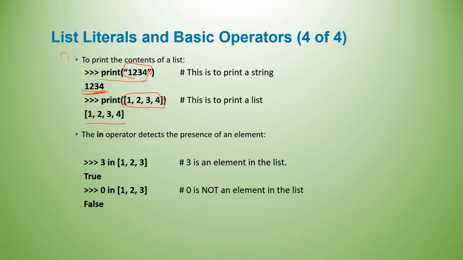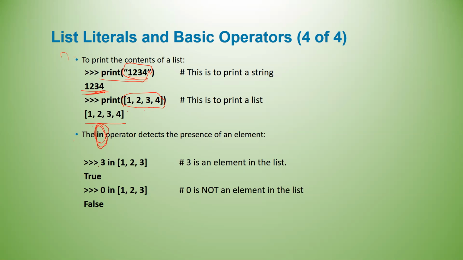A string and a list, they are different. This is a string. They are alphabetical, digital, numerical characters. Okay, they are characters. Here, these are integers, a list of integers. That's the difference. Okay, do you still remember the in operator, right? Let's use the in operator, okay? The in operator detects the presence of an element.